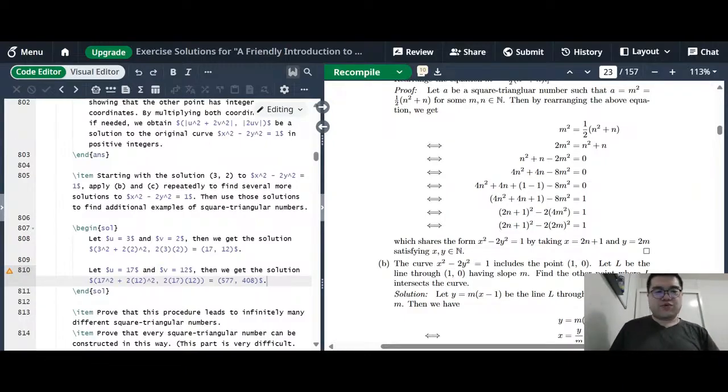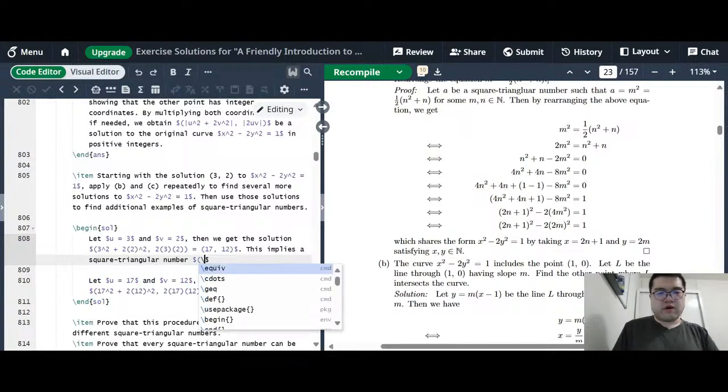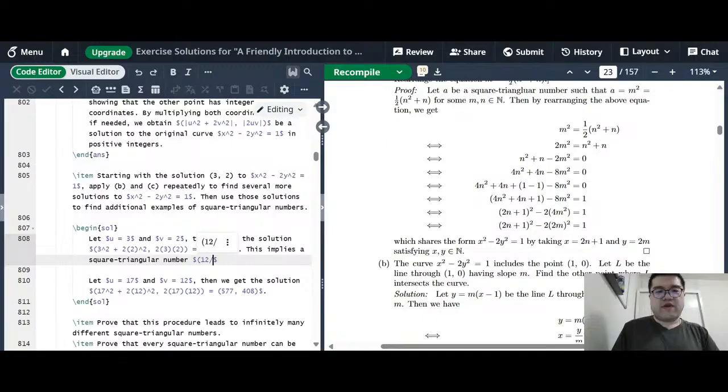So we actually see that if we do so, this implies a square triangular number is gonna be the square of half of the y value, which is again equal to 12 over 2 all squared, which is equal to 6 squared, which is 36.